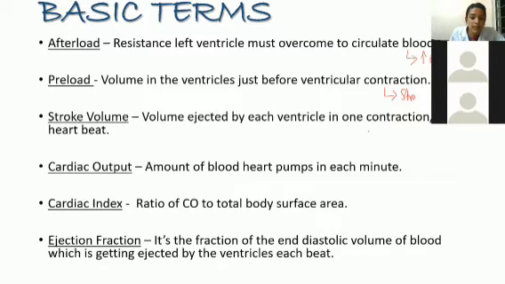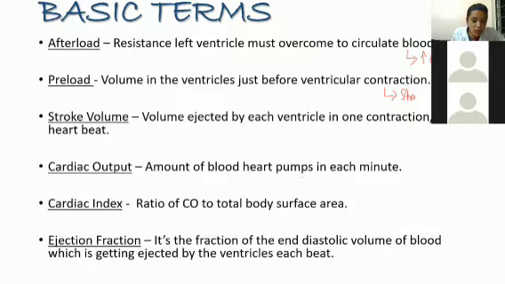And regarding afterload, it will be increased in hypertensive conditions. Okay, then stroke volume. What is stroke volume? The volume ejected by each ventricle in one contraction or one heartbeat. In one contraction or heartbeat, what is the blood volume ejected by each ventricle? Okay, so that is stroke volume.